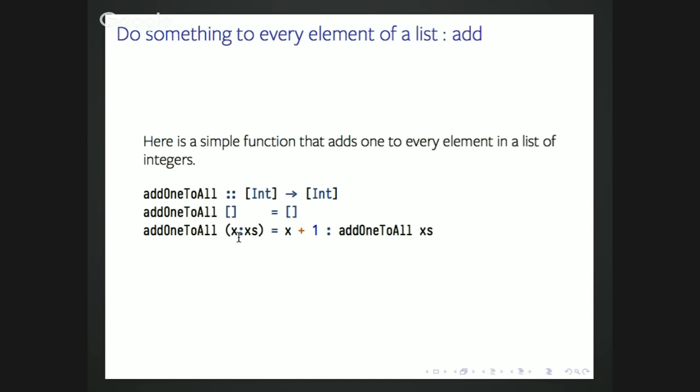And then add 1 to all otherwise, pattern matches, takes out the head of the list, adds 1 to it, and then appends it, basically recurses on the rest of the list. So it will say for the first element of the list, it will add 1, and then for the second element of the list, it will add 1 to it and create a new list out of that. All right, so that's pretty simple.